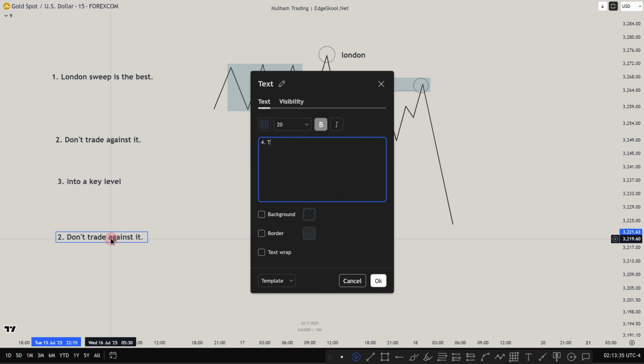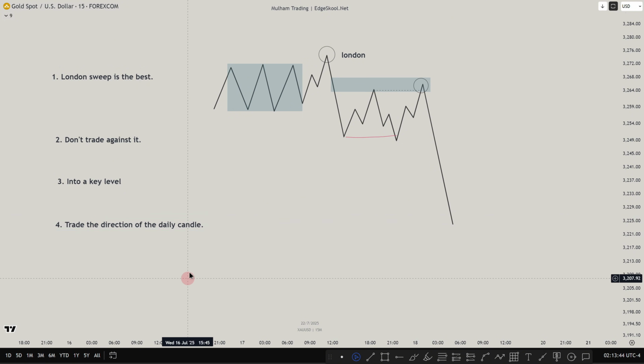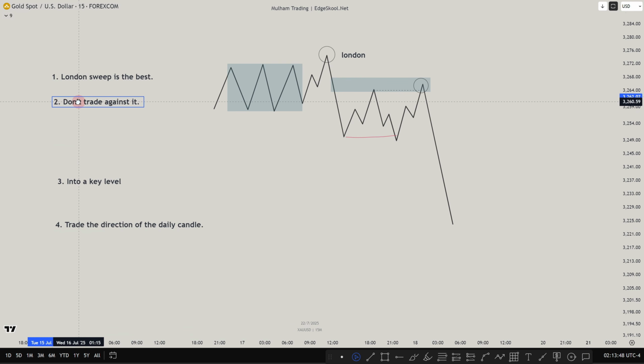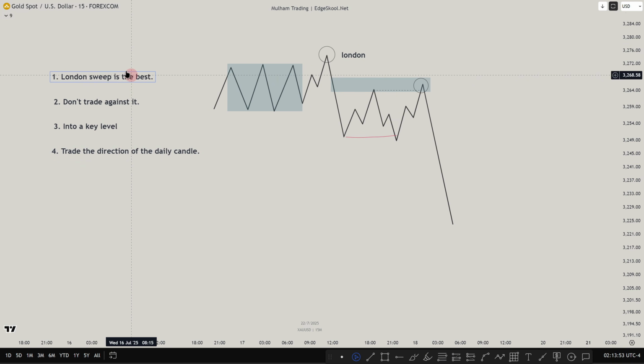Now, number 4 is trade the direction of the daily candle. Now, what does that mean? The direction of the daily candle is how the daily candle is printing. So a lot of times, and this is very similar to the first one. So if you're trading the London sweep and you're trading in the direction of the London sweep, that means if the high is created on London, then the daily candle, probably the high of the daily candle is here and we are opening as a reversal.